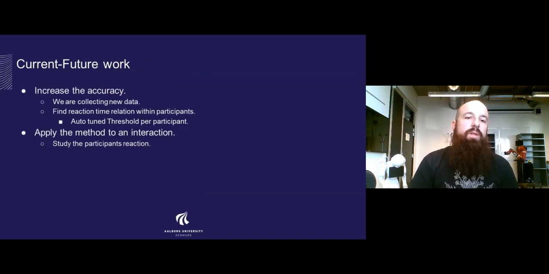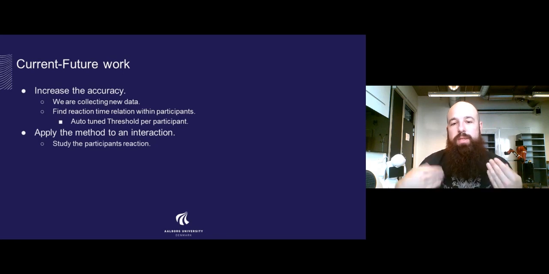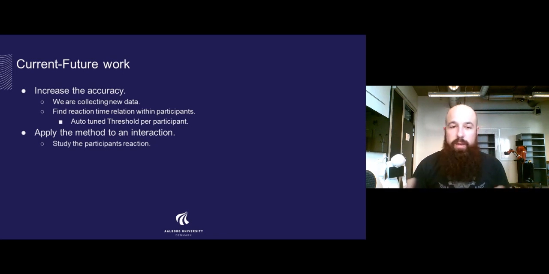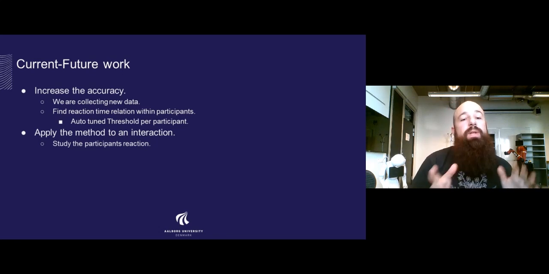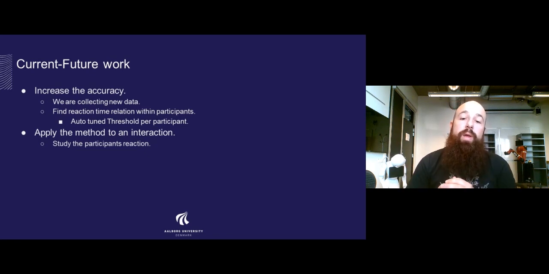What is the current and future work related to this? Well, right now in the HRI lab here, our goal is to improve the accuracy and decrease the number of false positives. So we are collecting more data, trying to get a more complex machine learning model, and find time relations within participants. That means we figured out that some participants are faster and some participants are slower when they make decisions. So this threshold can be tuned per participant and not per task. So then we can get better results.